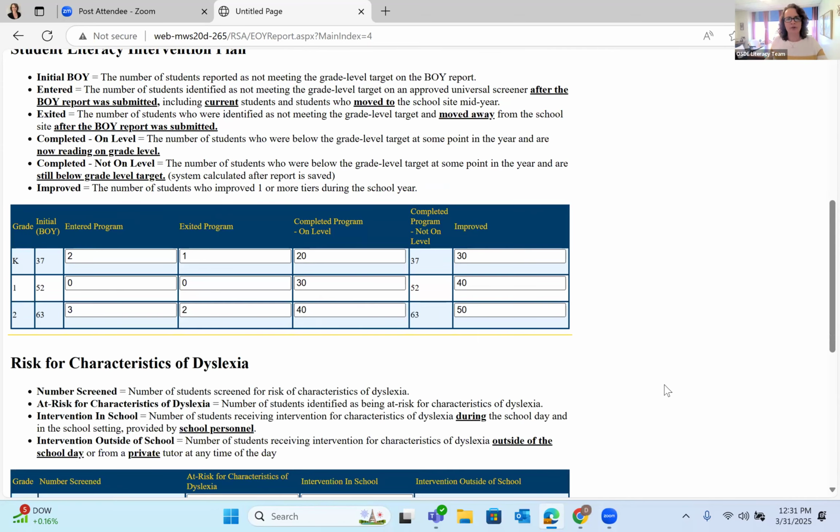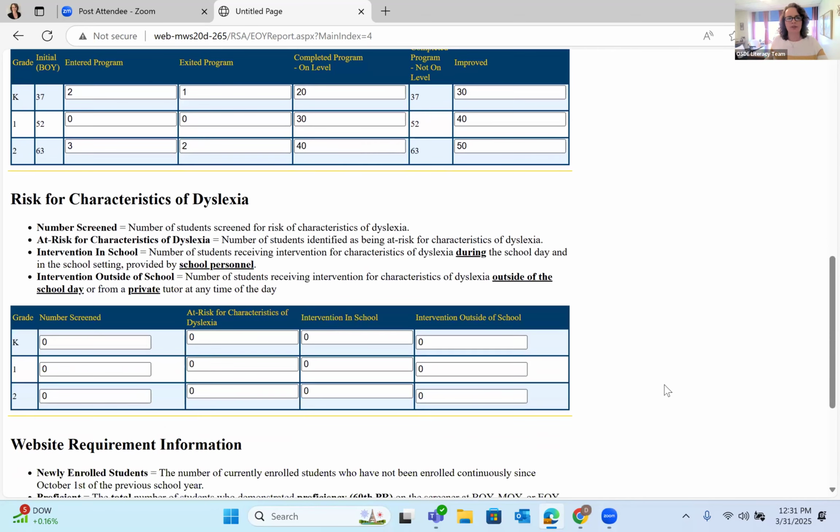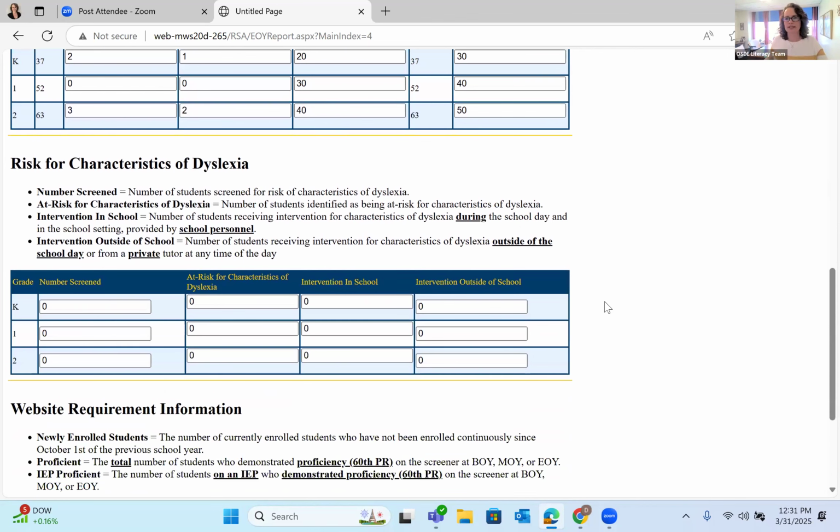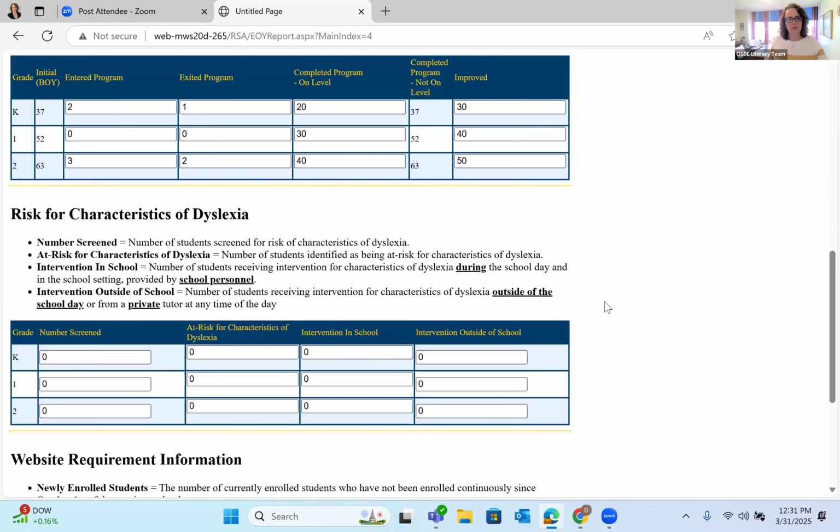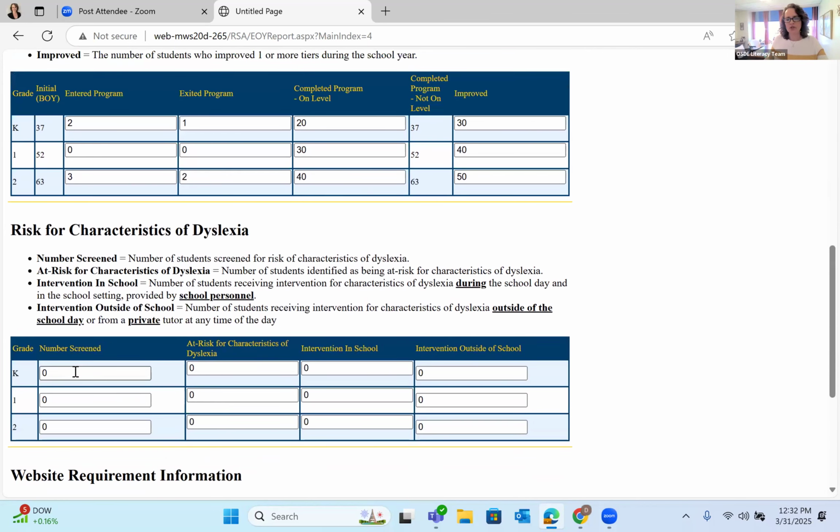Then we will move down to the section for risk for characteristics of dyslexia. This would be the number of students screened. So for example, on this school, when I'm looking at kindergarten, I know that they turned in 37 students at the beginning of the year as testing below level, and they should have screened all of those students for characteristics of dyslexia. So I'm going to go ahead and put that they screened 37.